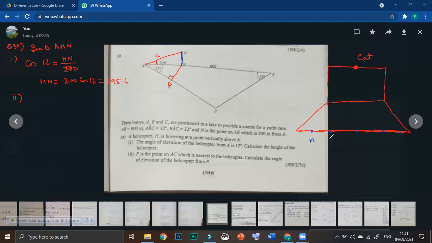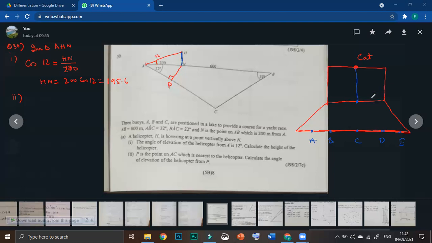A, B, C, D, and E. At which point will you be nearest to the cat? C, sir. Why are you nearest to the cat? The base of the cat is this.